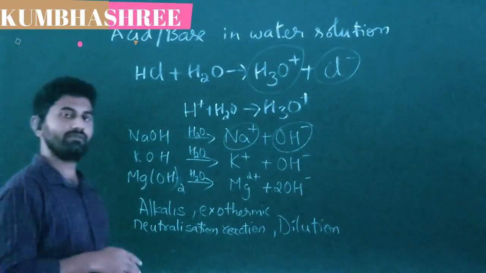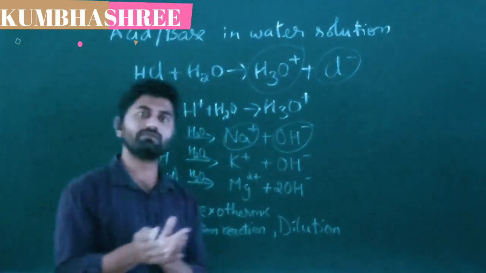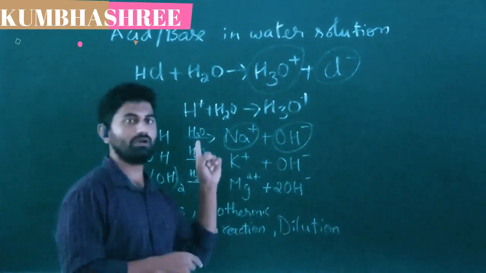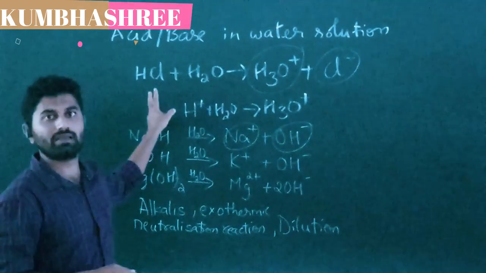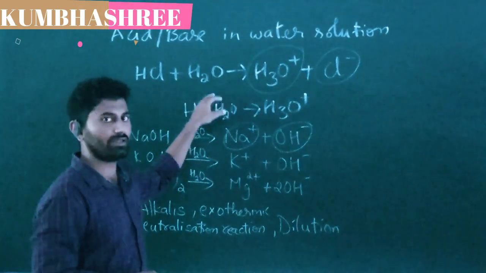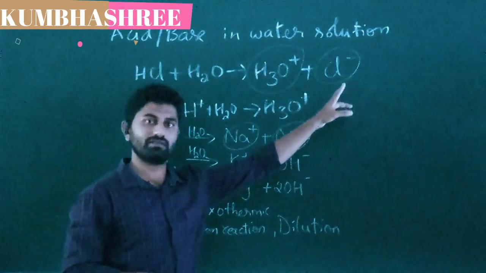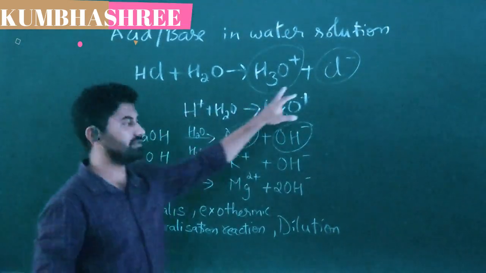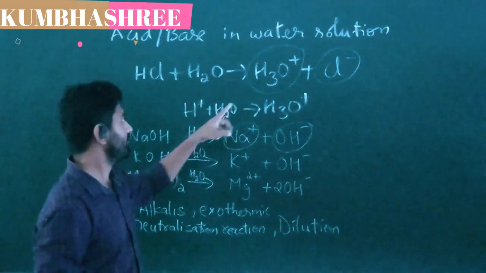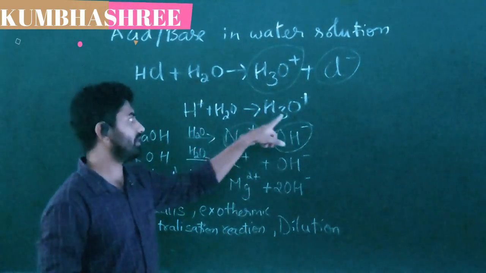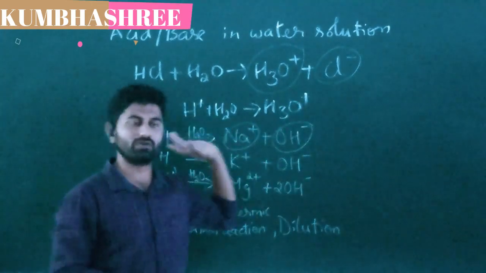Okay, next one is when an acid or base reacts with water, what will happen? Acid is hydrochloric acid reacting with water, so you will get H3O+ ion and Cl- ion, that is chloride ion. See how this H3O+ is formed? Hydrogen H+ ion is reacted with water, so you will get this particular H3O+ ion.